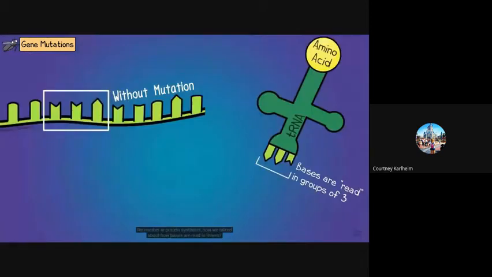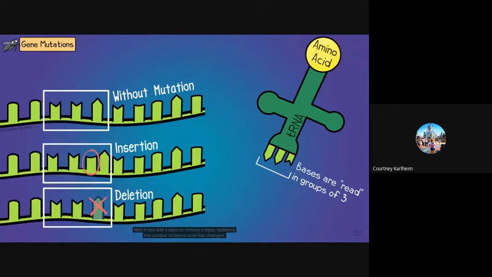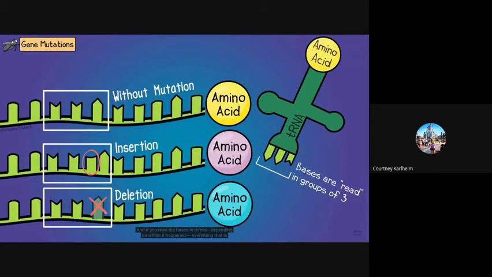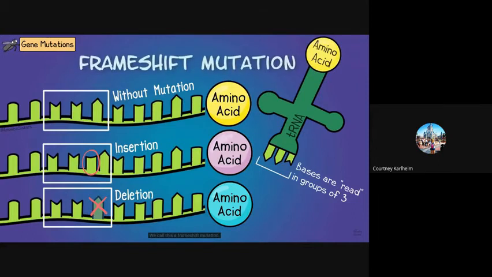Why? Remember in protein synthesis how we talked about how bases are read in threes? Well, if you add a base or remove a base, suddenly the number of bases total has changed. And if you read the bases in threes, depending on where it happened, everything that is read afterwards could be affected. We call this a frameshift mutation.